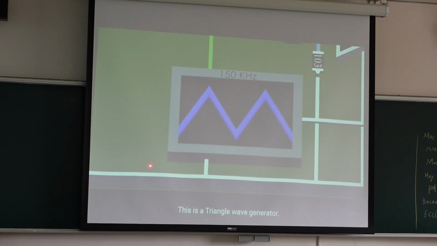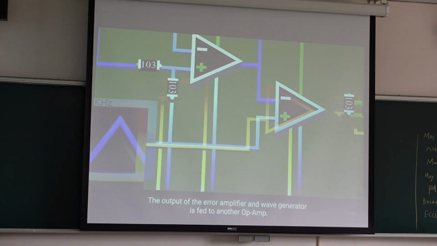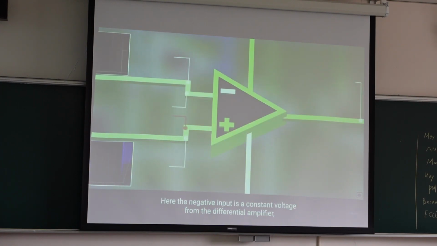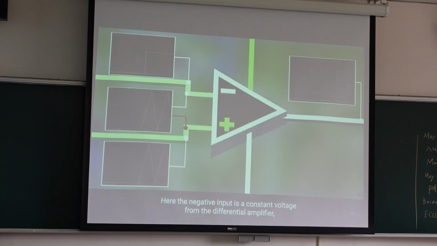So this is a triangle wave generator. The output is triangular. The output of the error amplifier is fed to another op-amp, which acts as a comparator and outputs the PWM signal, which controls the MOSFET. Here the negative input is a constant voltage from the differential amplifier, and the positive input is the wave from the triangle wave generator.